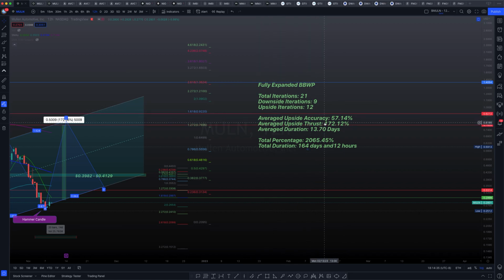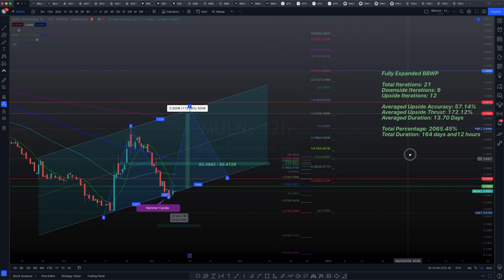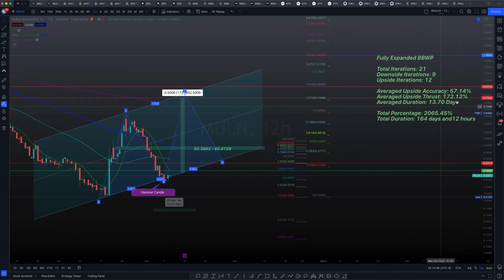And now the average upside accuracy is 57.14% with an average upside thrust of 172.12% over the span of just over 13 and a half days, you guys. So 13 and a half days. We're looking at about 14 days right here. Okay, keep that date in mind.